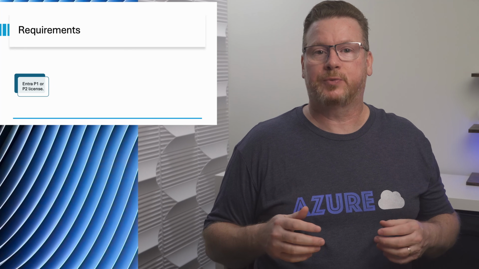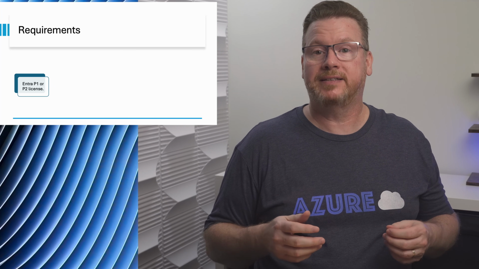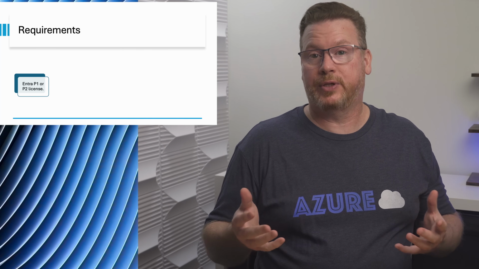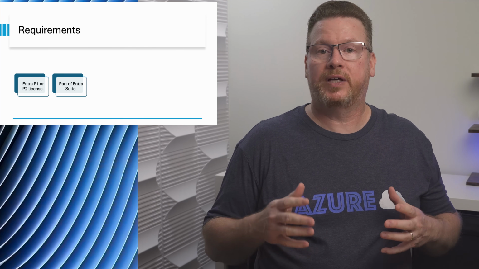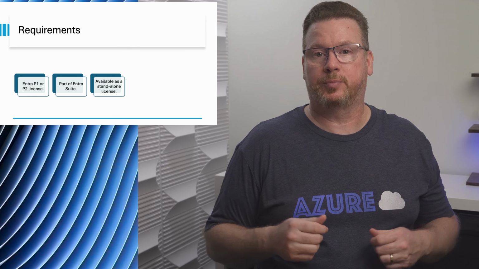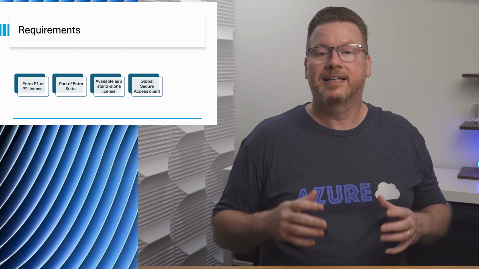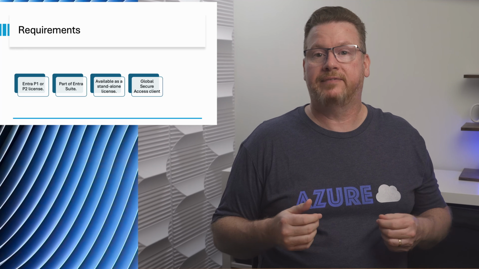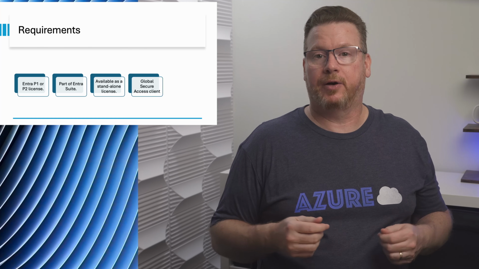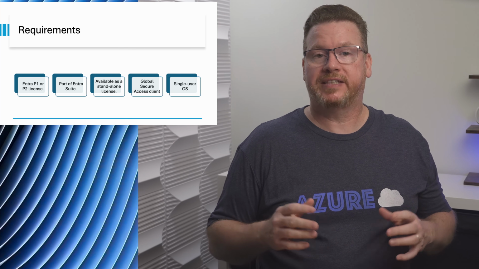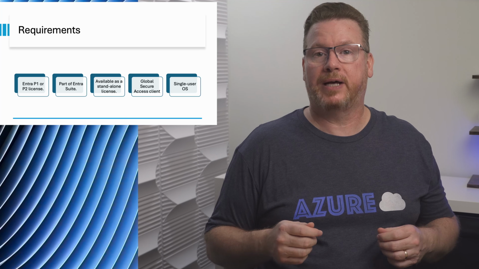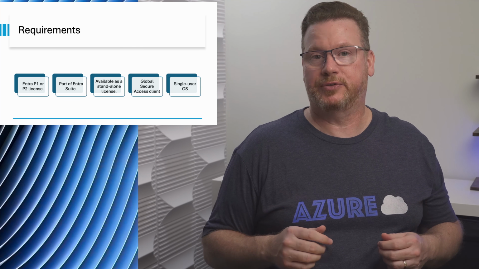Entra Internet Access requires an Entra P1 or P2 license and is an add-on to those licenses. It comes with the Entra Suite or as a standalone product. The endpoint must have the Global Secure Access client installed. That's available for Windows 10 or 11, Android, iOS, and macOS. It does not support the Windows 10 or Windows 11 multi-user OS. It only supports the single-user OS.